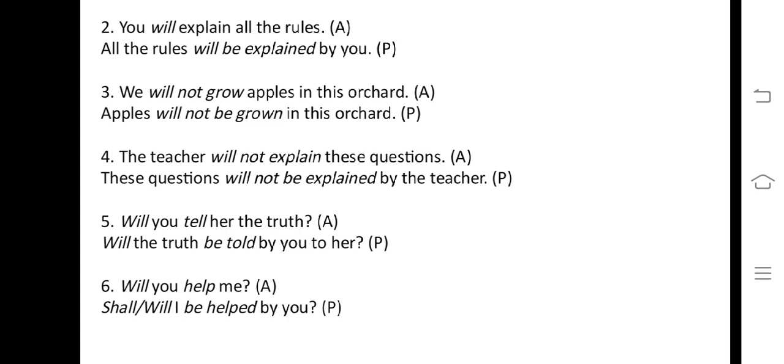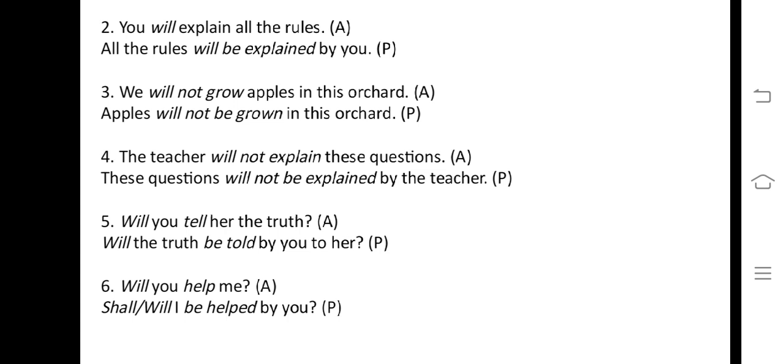Next sentence, will you tell her the truth? An interrogative sentence again of simple future tense. So here we will write will first, then our subject, which is an object of active voice, then be plus V3 plus by you to her. Okay. Here two objects are there. That's why we need to add to here. So our answer is like this. Will the truth be told by you to her?